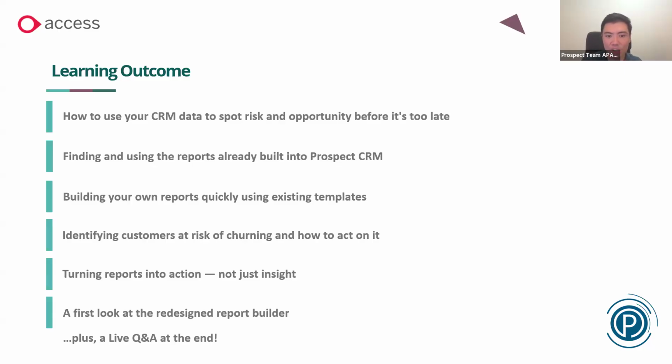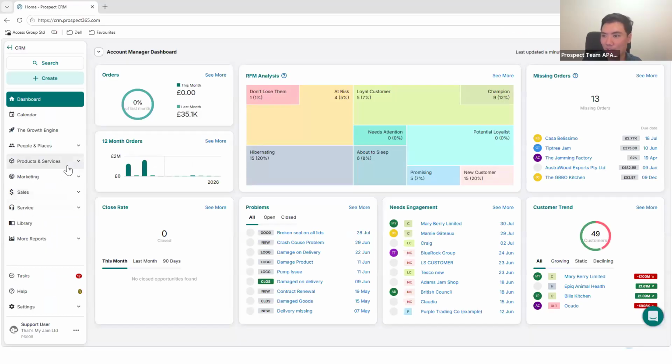I'm going to share a demo account that we have. As usual, for those of you who have joined us in the past, we are using That's My Jam again. That's our demo account. So the very first pre-made report that we have is the customer trend tile you can see right here. Obviously, this can be found in your account manager dashboard. And at the bottom right-hand corner here, you will be able to see the customer trend. This report uses year-on-year logic, and it allows you to spot the risk before it gets too late.